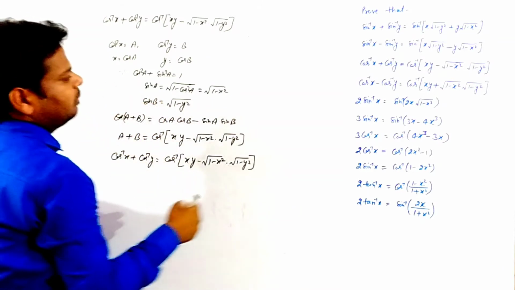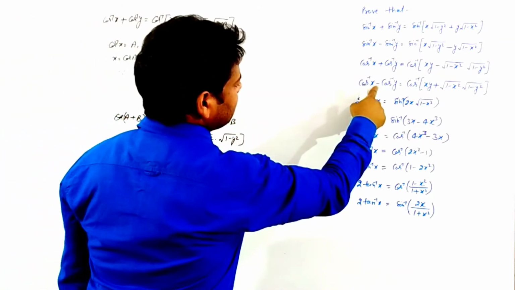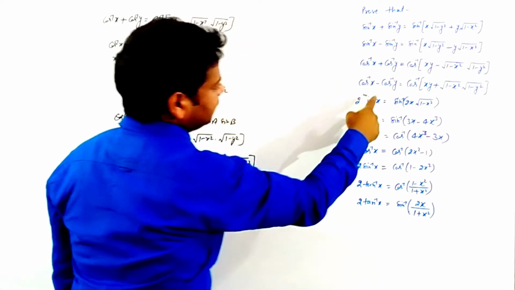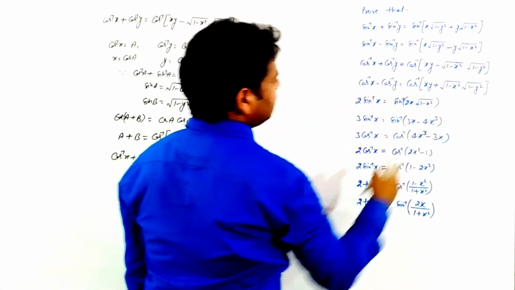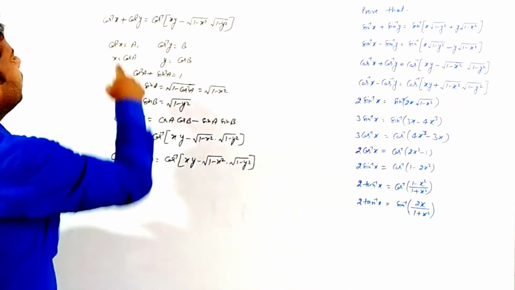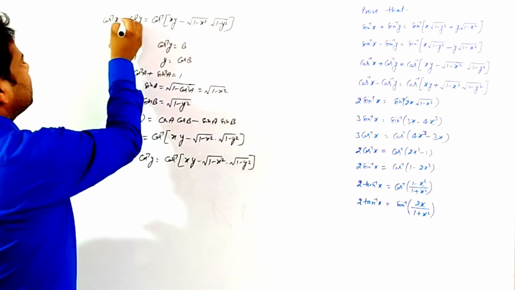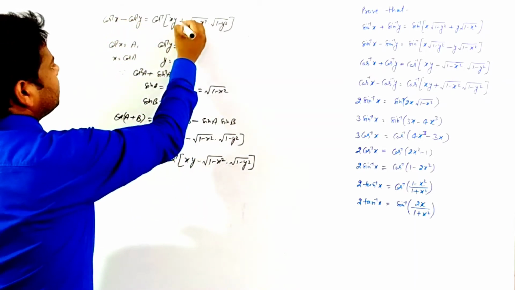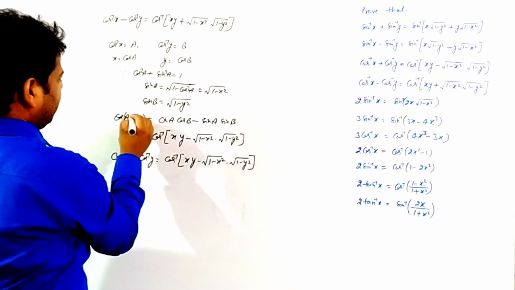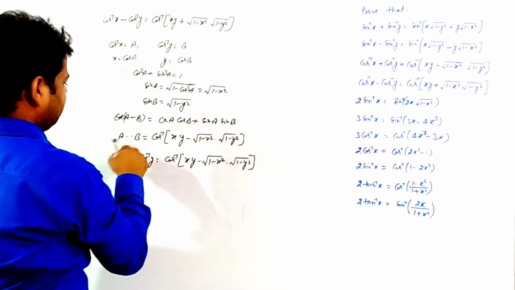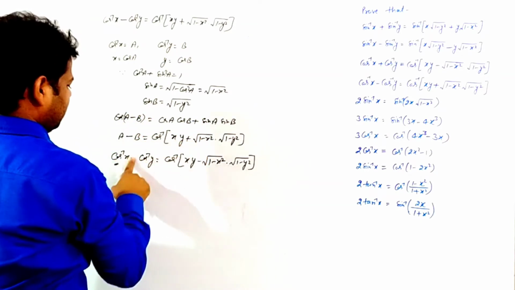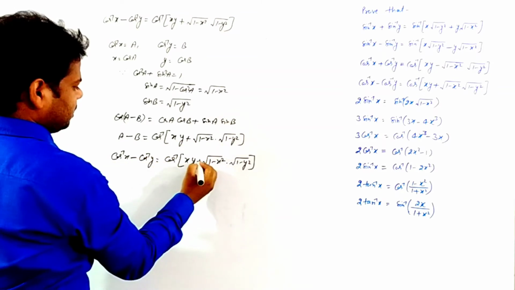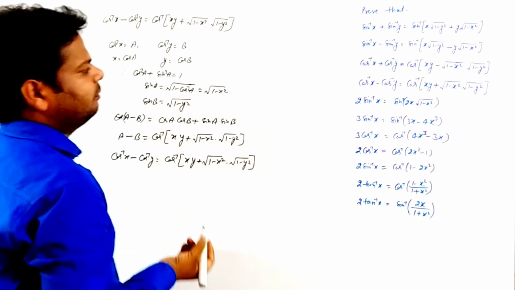And for the next formula, if we prove it, the signs change: plus becomes minus and minus becomes plus. Similarly in each place the signs are interchanged. So this formula is verified.